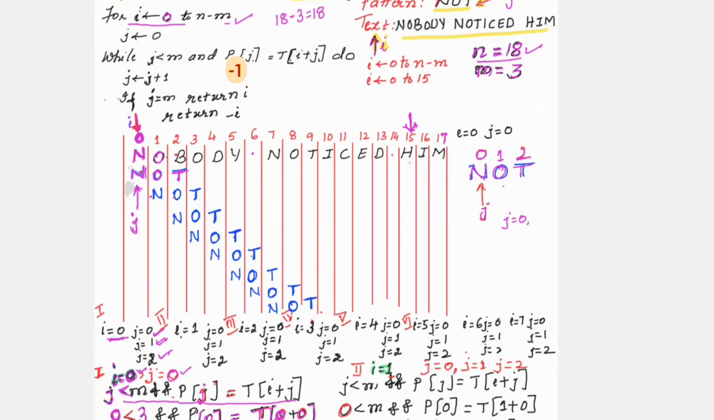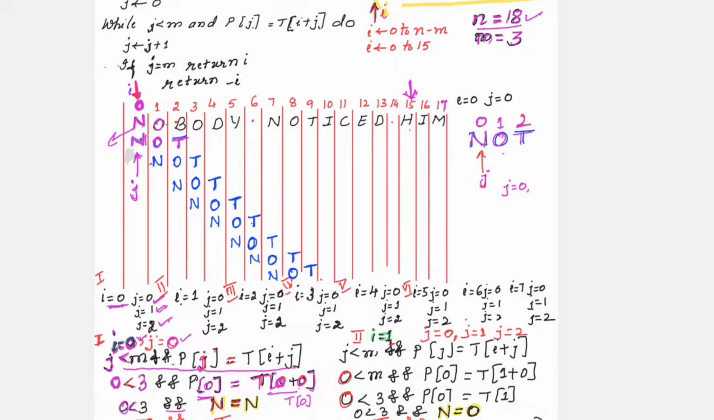So now you will write here 0 less than 3, logical ANDed with, what is p of 0? p of 0 is the first letter of the pattern, which is n. Whether n is equal to, what is t of 0 plus 0? That is t of 0. t of 0 is what? The first letter here in the text, that is n here. So n equal to n. Whether n is equal to n.